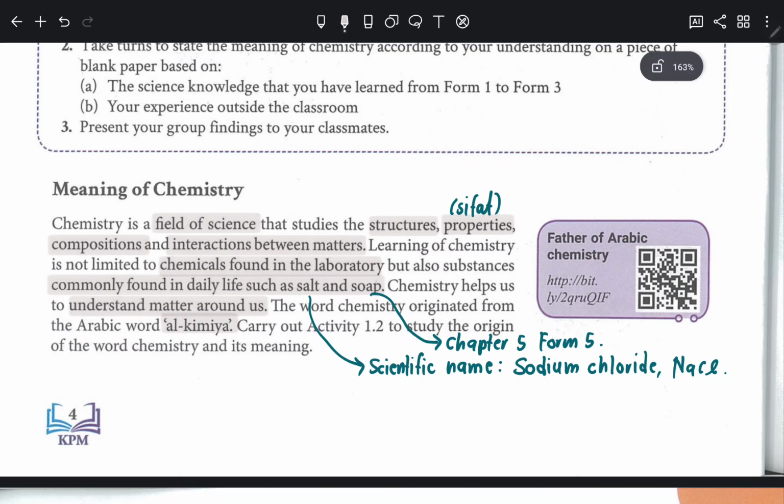This question always appears in paper 1. From which word did chemistry originate? Sometimes they will give a list of words, like 4-5 words, and they will ask you to select the correct one. Sometimes they will give the word and they will ask from which language the word originated. So please take note that this is a type of exam question. Okay, wait, I put them for you. Exam question, you can take note of the thing.